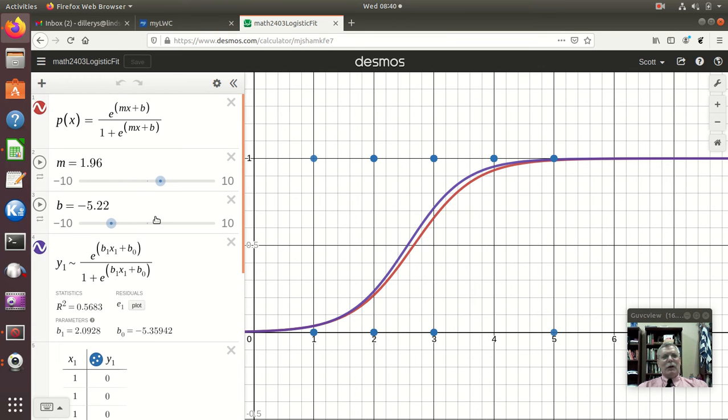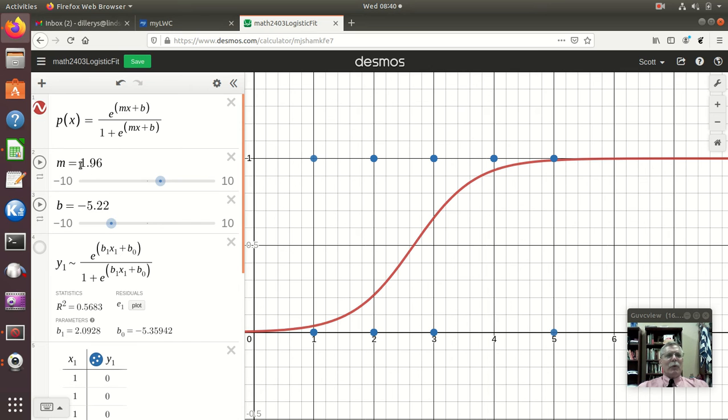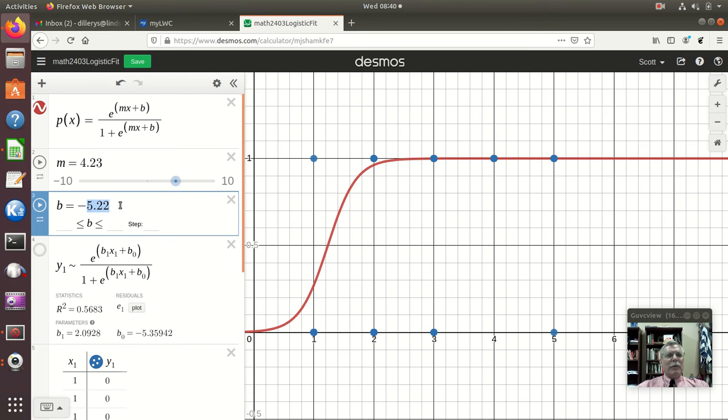But I will show you, let's turn off the blue line, and I will show you our particular fit that we have right now. And we'll see what the difference is here when we change those numbers. So 4.23 for the slope and negative 12.11. Okay, so here's the data, and notice that with these numbers, I'm pretty much here at 0 and 1, and most of the climbing is just right in here.